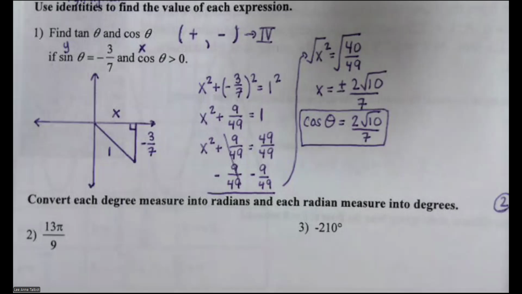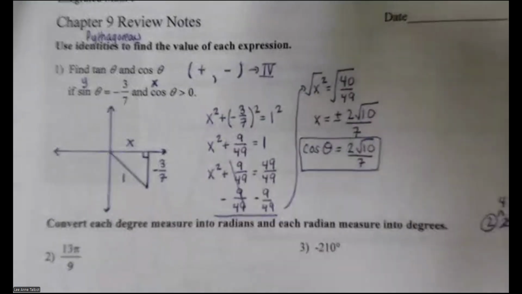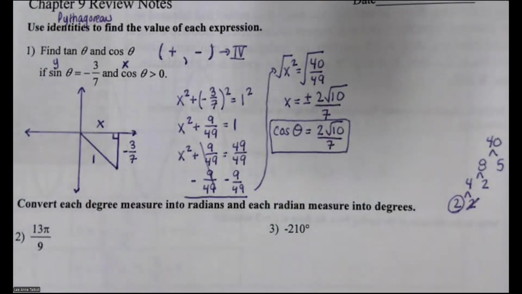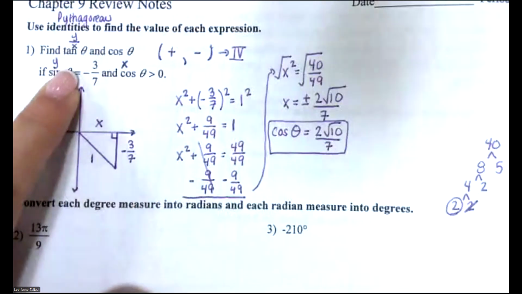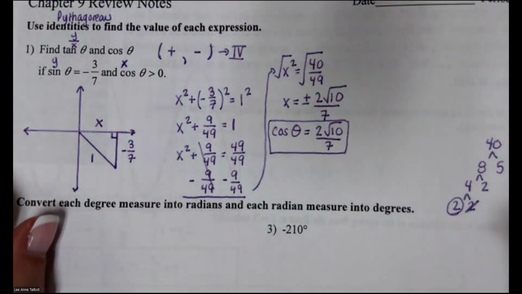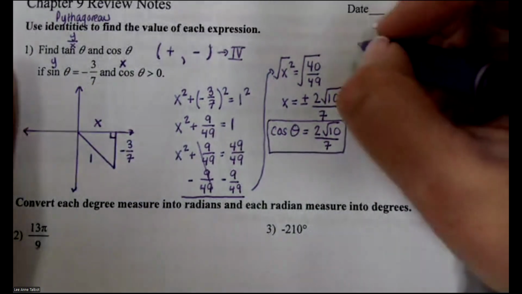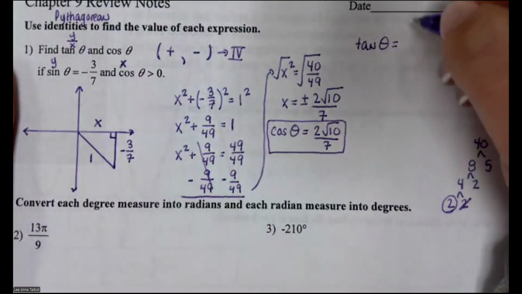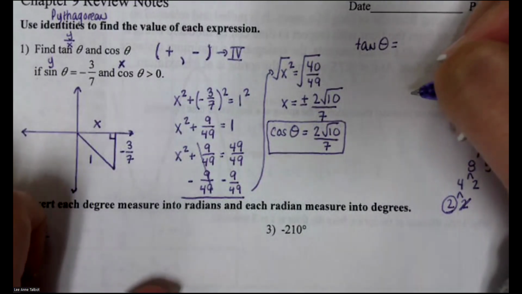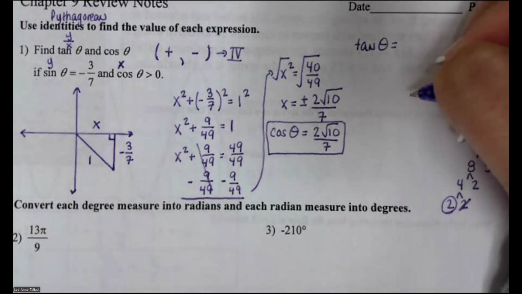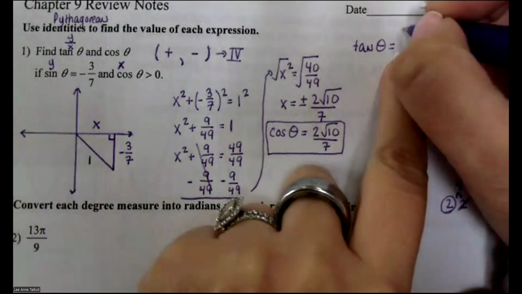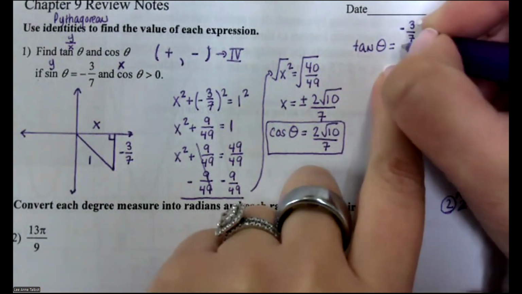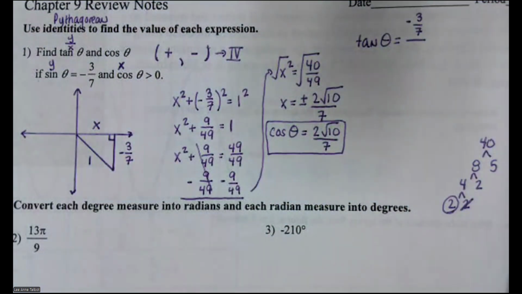Okay, so we found cosine. This is what we've done so far. It's okay. Tangent adds a new step. I want to remind you that tangent is y over x. Tangent is y over x. Okay, so tan theta is going to be a fraction over a fraction. What's y in this problem? -3/7. And what's x in this problem?